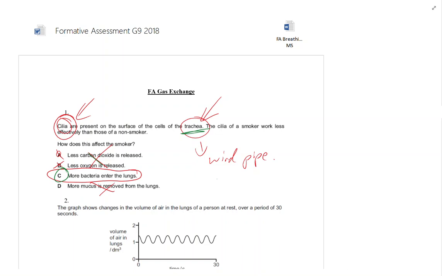So the answer should be C, more bacteria will enter the lungs because the cilia in the trachea aren't working properly. They're not moving the mucus away and out towards the throat.